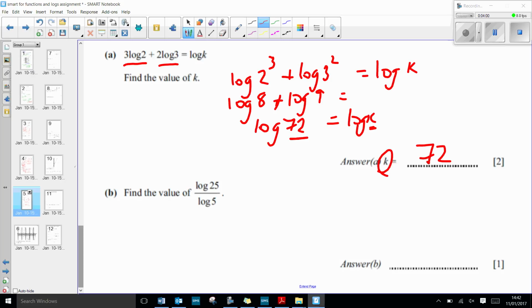Find the value of log 25 over log 5. We're trying to make it as simple as possible, so we know that log 25 could be written as log of 5 squared. The 2 can come in the front, so it's 2 log 5. And then these cancel to give just an answer of 2.